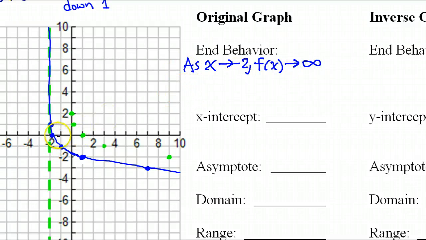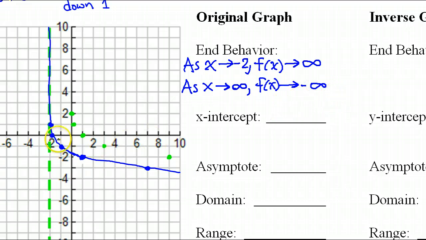Now let's do the right. Okay, well, as the graph is going to the right, alright, as the x values are approaching positive infinity, okay, meaning as we go to the right, what happens to the y values? Well, as we go to the right, you see the y values are going down, negative infinity.